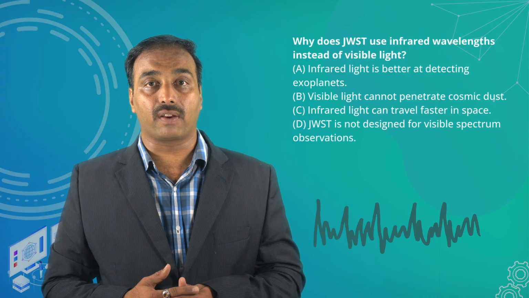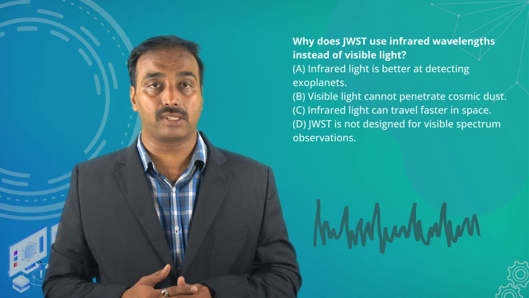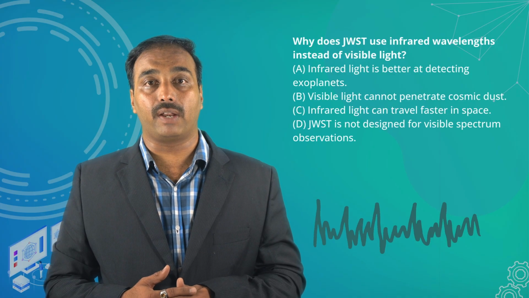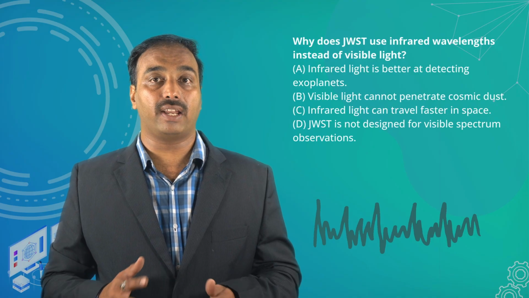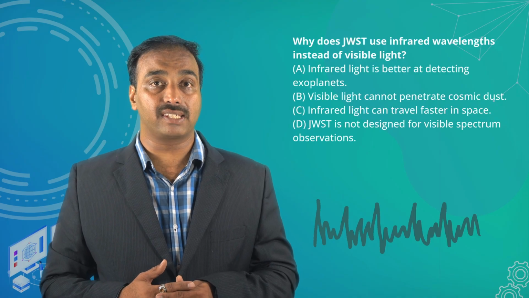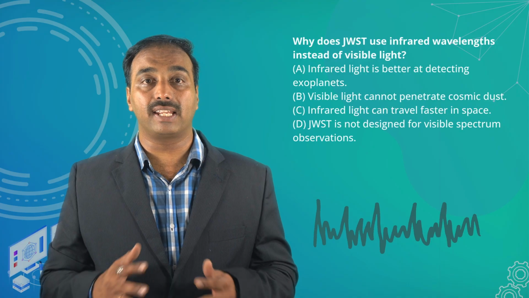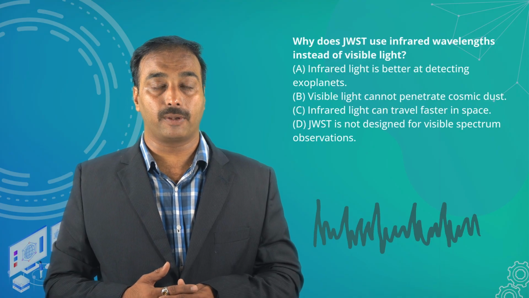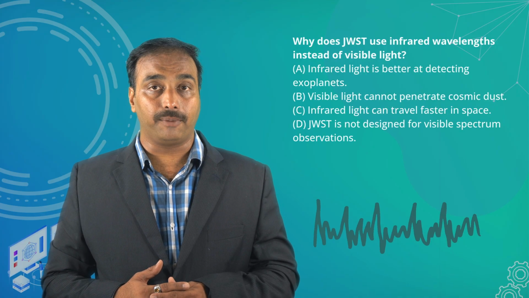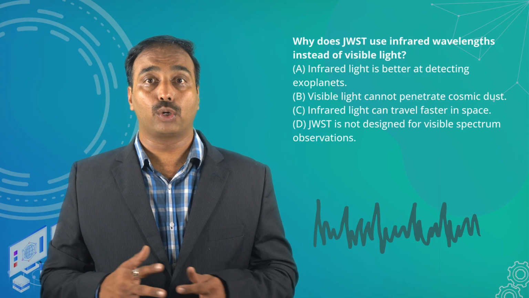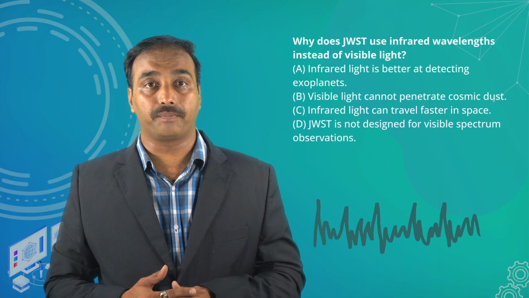Option A, infrared light is better at detecting exoplanets. B, visible light cannot penetrate cosmic dust. C, infrared light can travel faster in space. D, JWST is not designed for visible spectrum observations. The correct option is option B, that is, visible light cannot penetrate cosmic dust but infrared can.